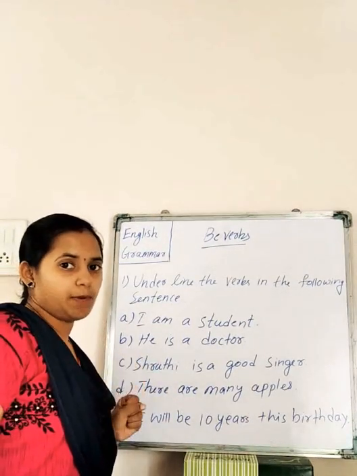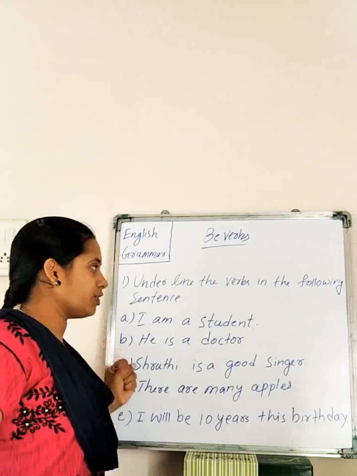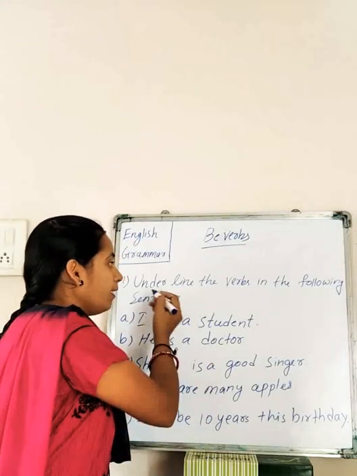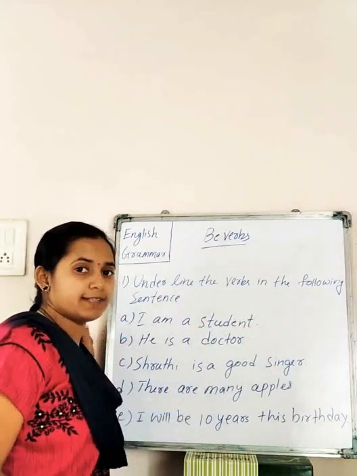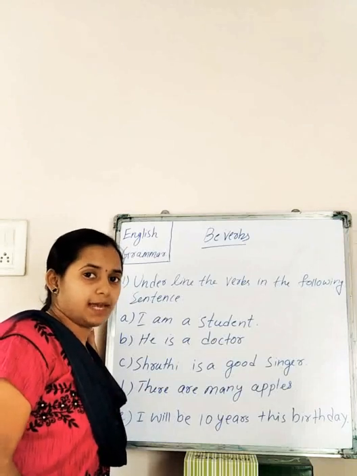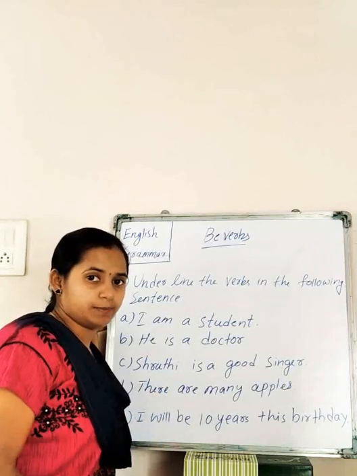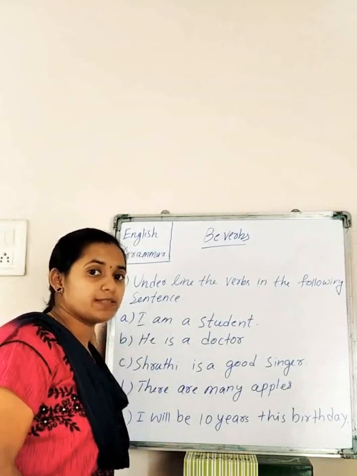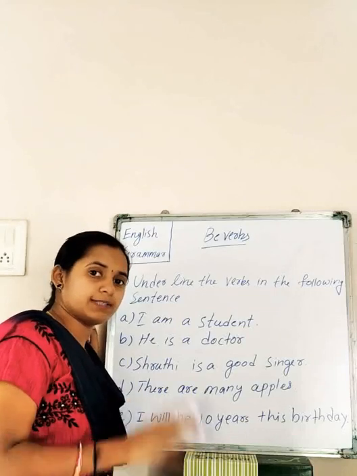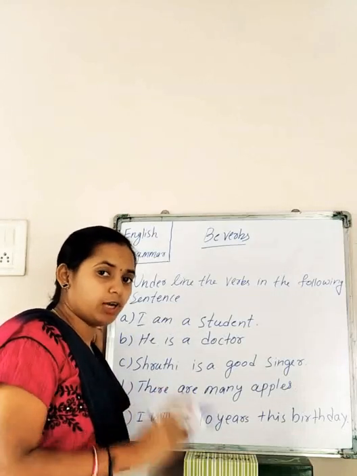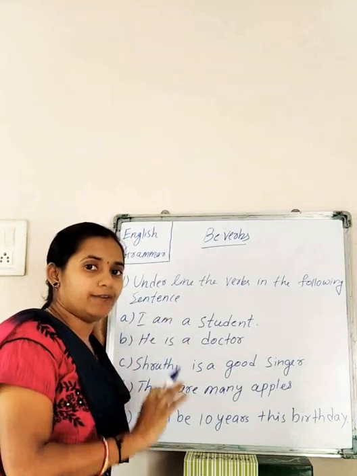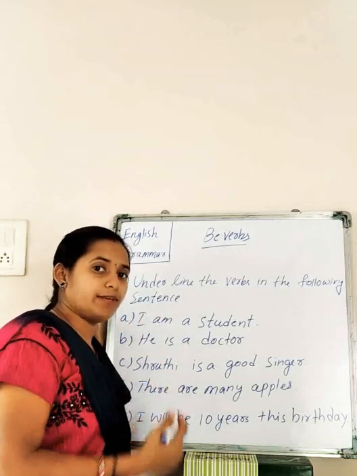Kids, let's go through some of the exercises. Okay, so questions here. What is the question? Underline the verbs in the following sentence. Here in the sentence we have to underline the verbs. If a main verb is there, we have to underline it. If an auxiliary verb is there, we have to underline that too. Anyhow, here we are only talking about auxiliary verbs, so we will go for that.